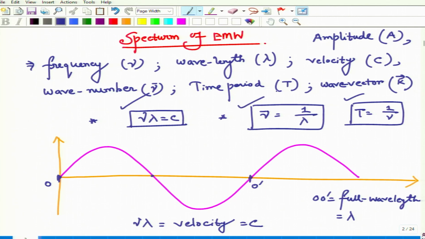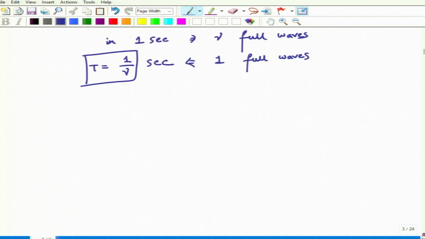And another one is nu bar. Nu bar is the wave number, that means the number of waves. So again we can write, in one wavelength lambda there is one wave, that is, in lambda distance there is one wave.